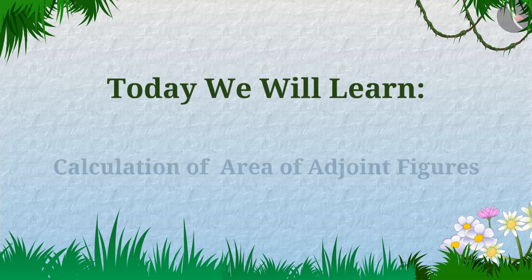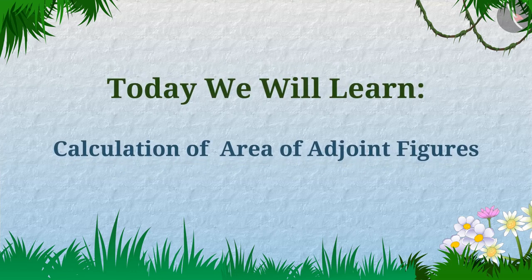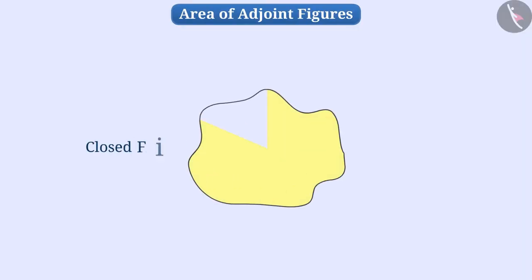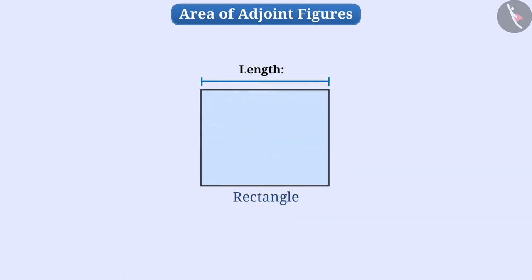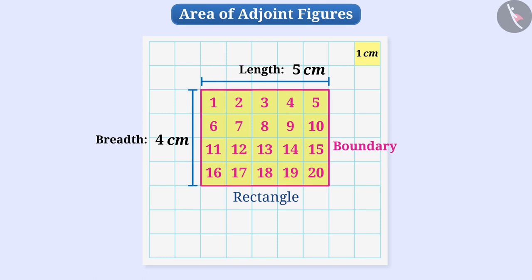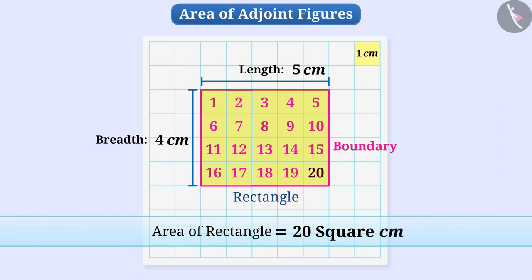Today we will learn calculation of area of adjoint figures. The amount of surface enclosed by a closed figure is called its area. Look at this rectangle. The length of this rectangle is 5 cm and breadth is 4 cm. If we place it on a squared paper consisting of squares of side 1 cm, then we see that the boundary of this rectangle encloses 20 squares. We say that the area of rectangle is 20 square centimeter, which we denote as 20 cm².